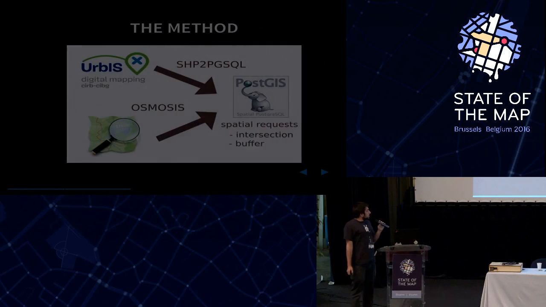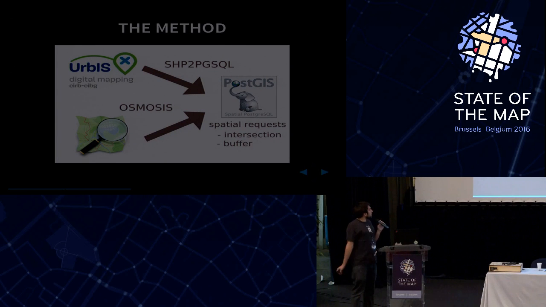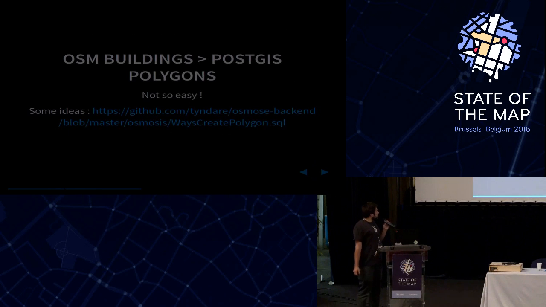And stuff like that. So for the method, you can download the URBIS data, and it's a shapefile. There are a lot of formats, but you can have it in a shapefile. There are some tools, shapefile to PostgreSQL, to import the data in PostgreSQL. And for the OSM data, you can also put the data in PostGIS with the tool Osmose, and then it's possible to do some special requests, intersections, buffers.